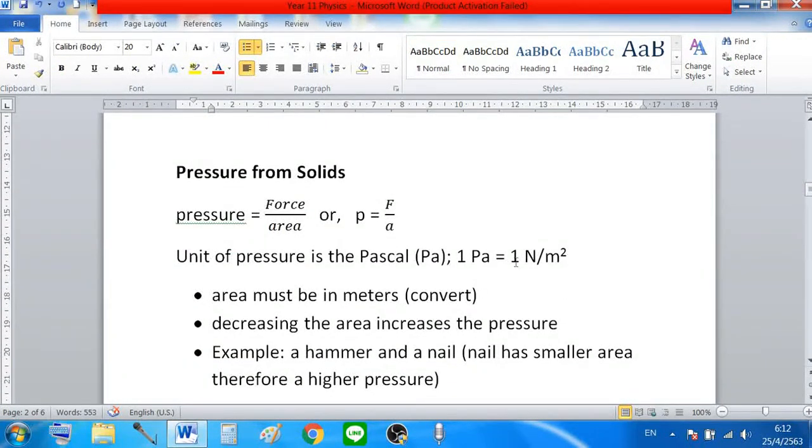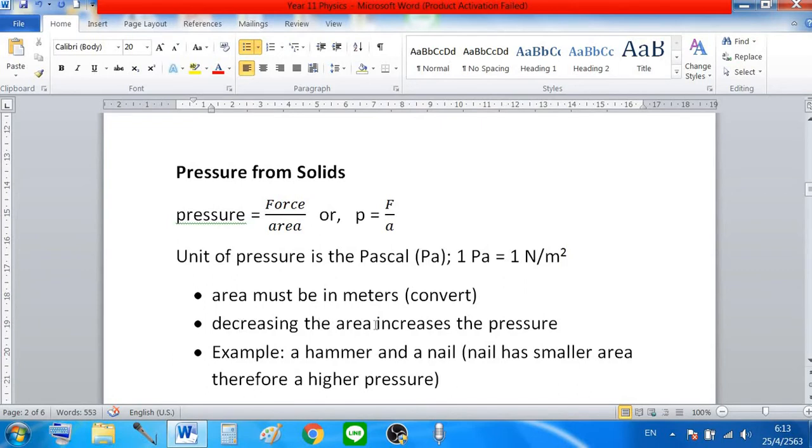Pressure from solids. Pressure is equal to force over area, or small p equals F over A, and that's area, not acceleration A. So the unit of pressure is the Pascal, and we write that big P small a, and 1 Pascal is equal to 1 Newton per meter squared, which is the area. Area is squared, and I do need to use meters. Area must be in meters, so you have to convert if it's in centimeters or something else.